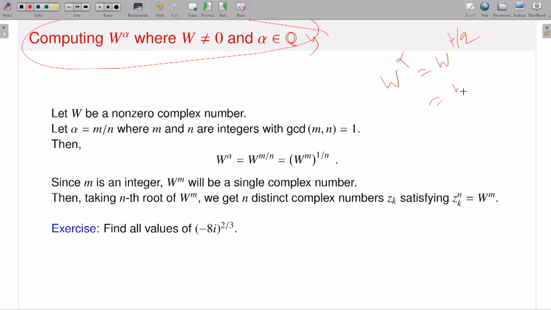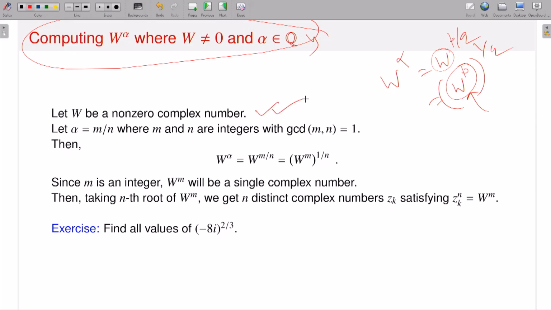Why? Because I can say this is the same as w to the power p, to the power 1 by q. That I can do. Since w is a complex number, w to the power p is another complex number, and I am trying to find the qth root of this w to the power p. So that's how you can calculate w to the power alpha, where alpha is rational.